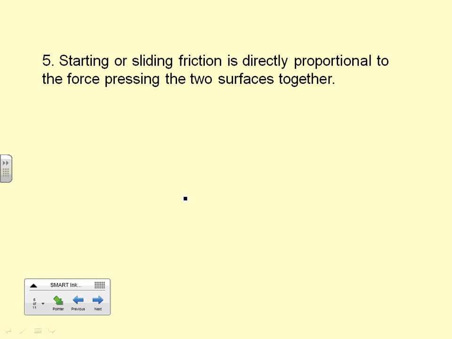Number 5, starting or sliding friction is directly proportional to the force pressing the two surfaces together, and that is basically the normal force.